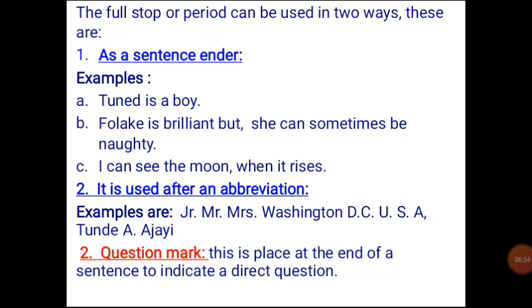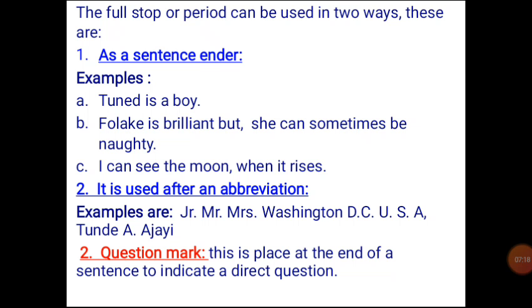Now, the second part of this sentence ending marks under types of punctuation marks is the question mark. From the word question, it means that it is used to end any sentence that is question-like in nature. That is, when you ask a question, you use a question mark to end the sentence. Let's see what we have here. It says, this is placed at the end of a sentence to indicate a direct question. That is, when a direct question is being asked, you indicate the question at the end by putting a question mark.